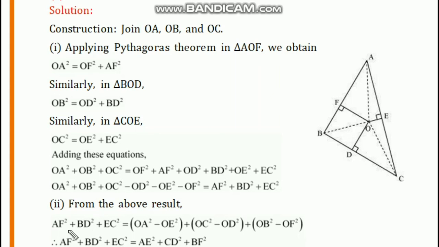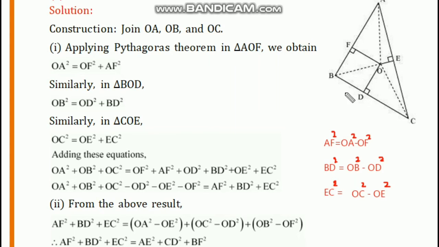So see here, AF² equals OA² − OF². From the diagram, BD² equals OB² − OD², and EC² equals OC² − OE². But on the right hand side we need to prove AE² + CD² + BF². So AE² equals OA² − OE².